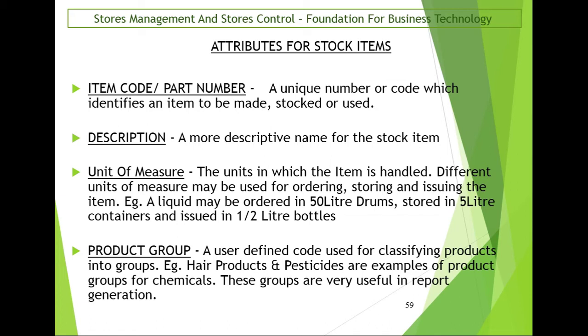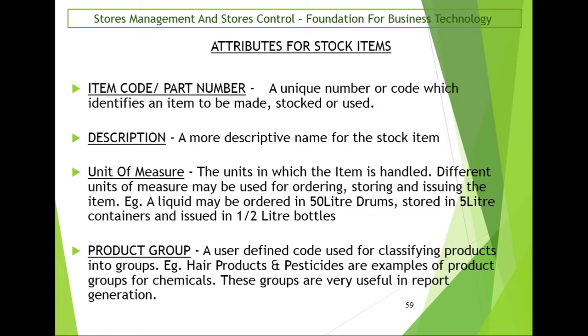Then for that item you need a unit of measure. So these are the units in which the item is handled. It is possible for you to define different units for the different stages, especially for liquid items, which for example you can order in a drum of 50 liters, but you store it in 5-liter containers, and probably when you issue, the people only need 1 liter or half a liter at a time. So in that case, you have got a unit of measure for purchasing.